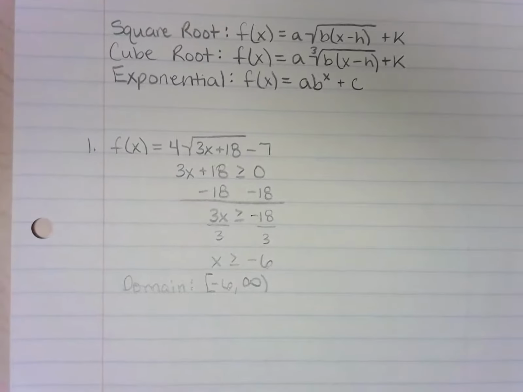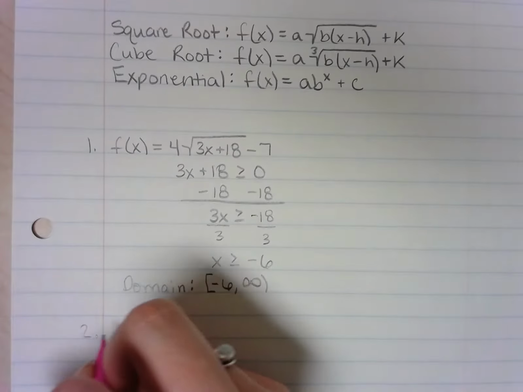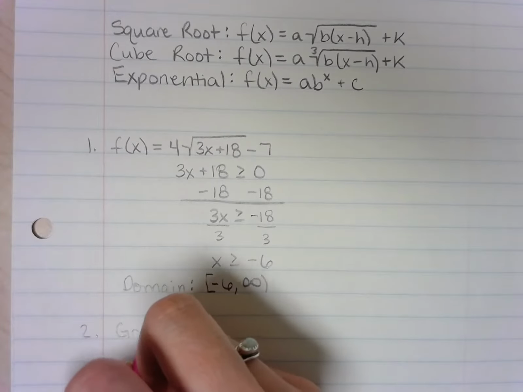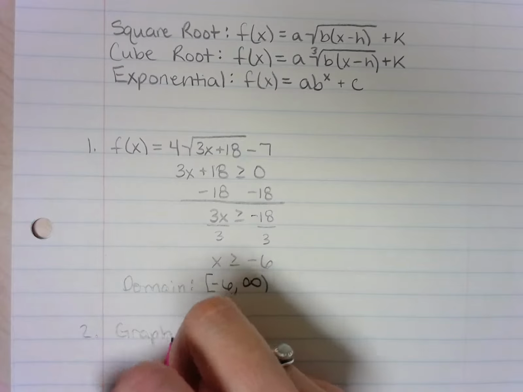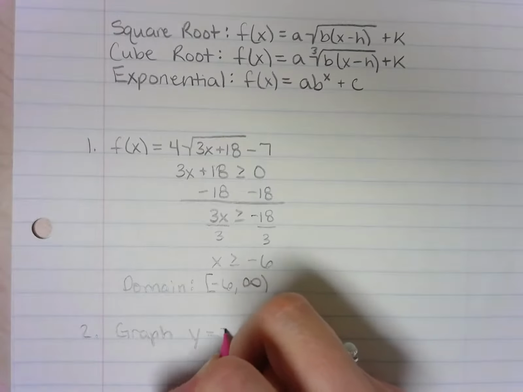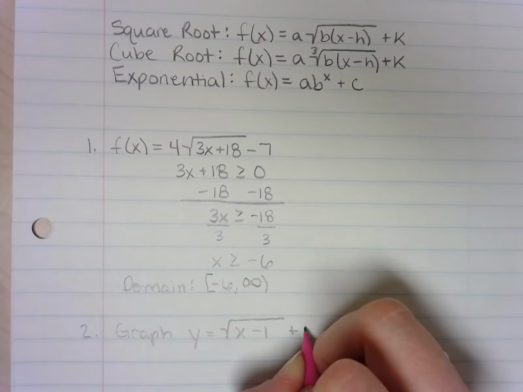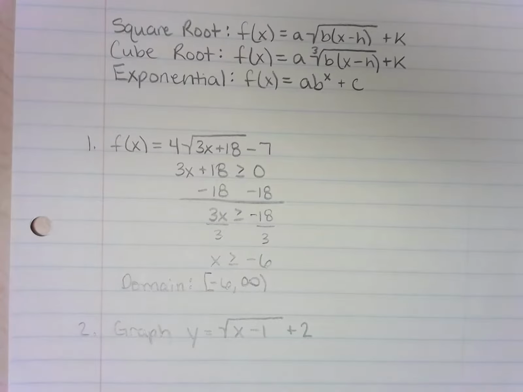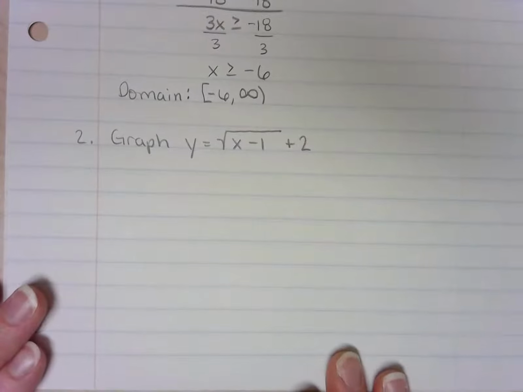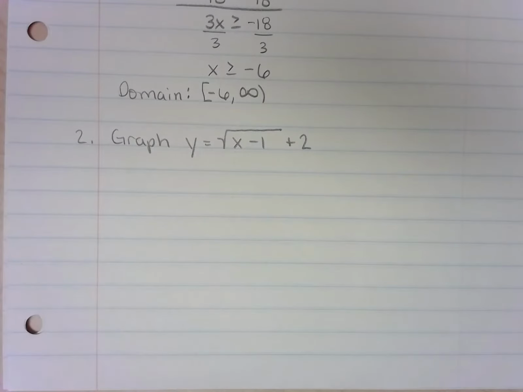Now let's look at example number 2, so we can graph. We're going to graph the function y equals the square root of x minus 1, and then on the outside of that radical we'll have a plus 2. So we are going to need to start with finding the domain so that we know what x values we could use for our graph.